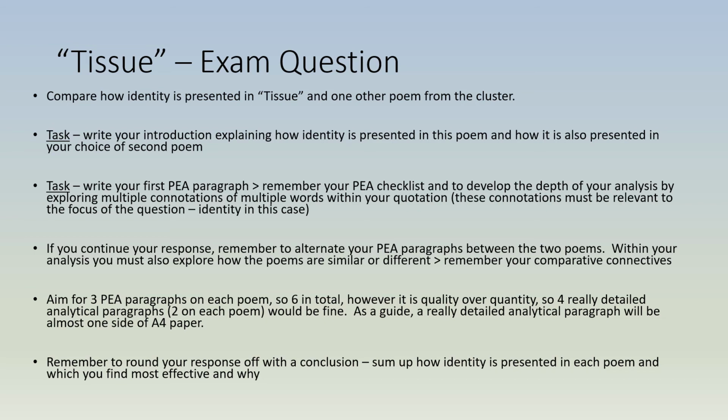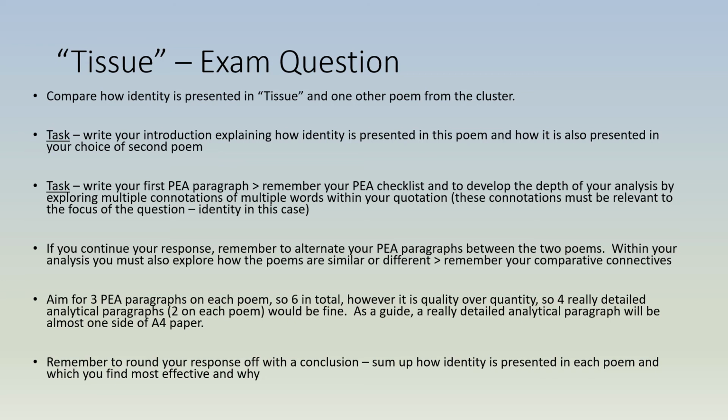You begin with writing an introduction, explaining how identity is presented in Tissue and your second choice of poem, and that's all your introduction needs to say. And then you move to your first PEA analytical paragraph, remembering your PEA checklist to develop the depth of your analysis, explore multiple connotations of multiple words within your selected quotations and making sure that they're relevant to the focus of the question, so in this case identity.